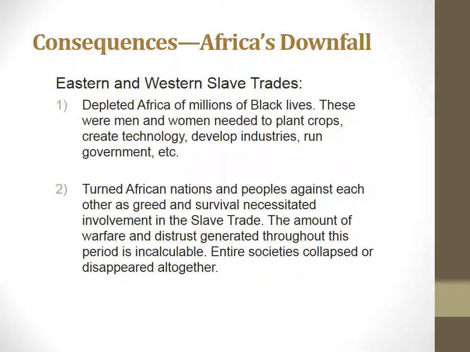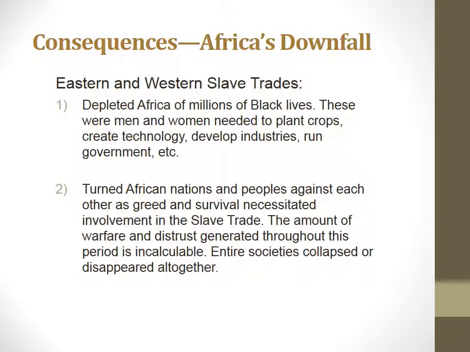The consequence of the slave trade really was Africa's downfall. Both the eastern and the western slave trades depleted Africa of millions of black lives. These were men and women needed to plant crops, create technology, develop industries, run government, etc.